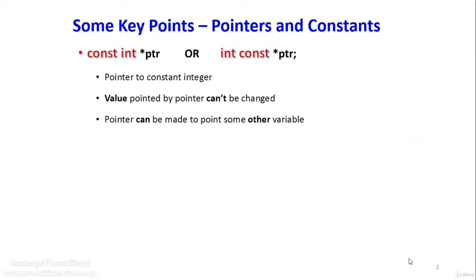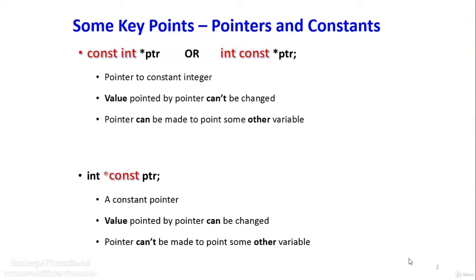See the declaration given: const int *ptr or int const *ptr. This is a declaration for a pointer to a constant integer. In this case, the value pointed to by the pointer can't be changed. However, the pointer can be made to point to some other variable.